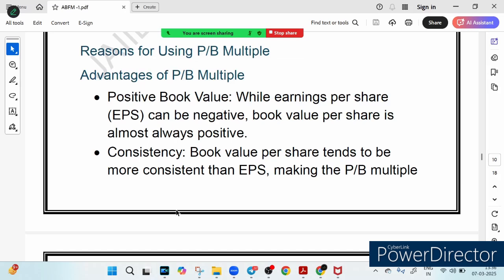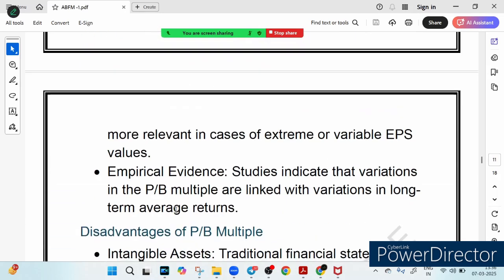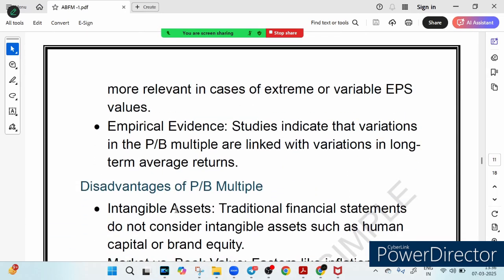It means how much investors are willing to pay for 1 unit of the asset. So unlike earnings, which can be negative, book value is always positive, and it is more stable, which means that book value does not fluctuate as much as earnings. This makes P/B a better tool when EPS is unstable or unpredictable. And there is a proven link to long-term return. Studies show that variation in the P/B ratio often predicts long-term stock performance better than the P/E ratio.